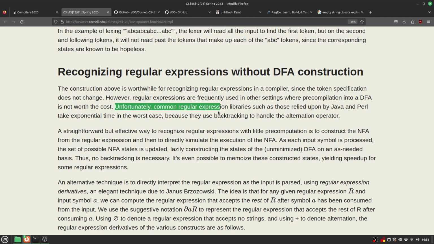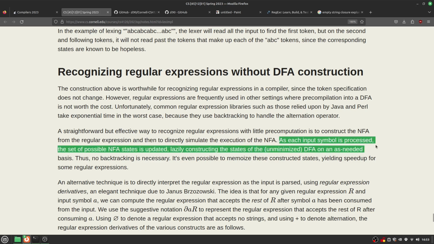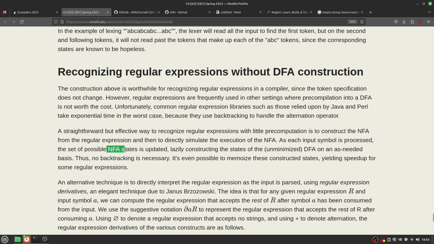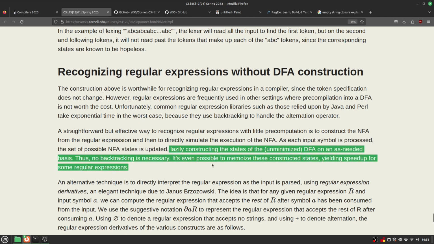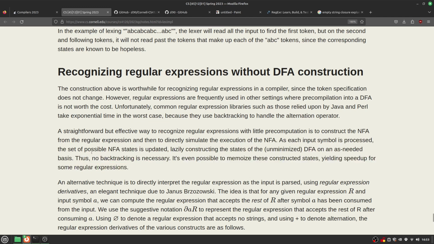A straightforward but effective way to recognize regular expressions with little pre-computation is to construct the NFA from the regular expression, and then to directly simulate the execution of the NFA. As each input symbol is processed, the set of possible NFA states is updated, lazily constructing the states of the unminimized DFA on an as-needed basis. That seems much better. Thus, no backtracking is necessary. It's even possible to memoize these constructed states, yielding speedup for some regular expressions.